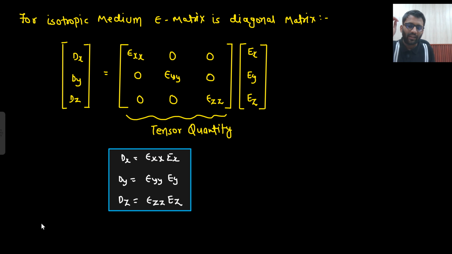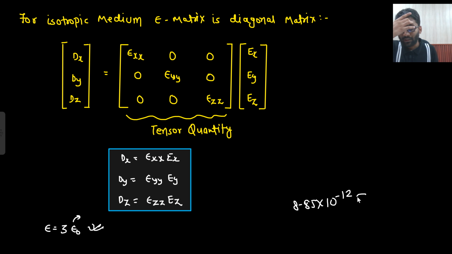So if I say my epsilon is equal to 3 epsilon naught, is this a linear, isotropic, and homogeneous medium? Yes, because it is not a function of space, nor of anything else. Epsilon naught is a constant quantity. Do you remember the value? 8.85 into 10 to the power minus 12, and the unit is farad per meter. So this is a constant value. If epsilon is constant, then there is no issue. Are you getting this point? If epsilon is constant, then it is linear, homogeneous, and isotropic as well.